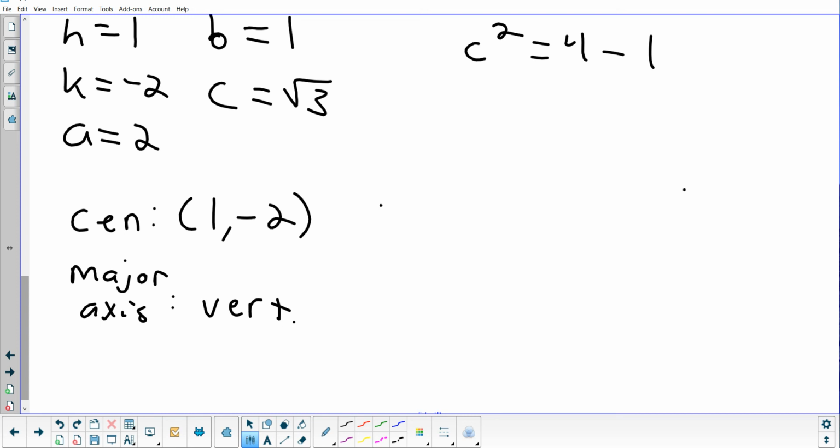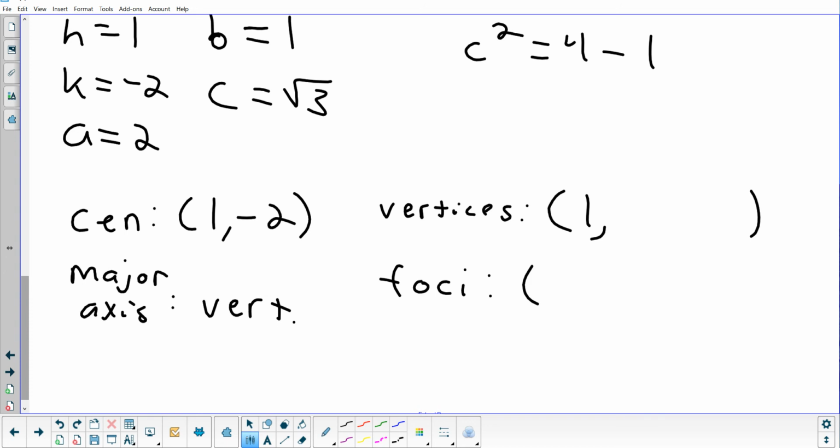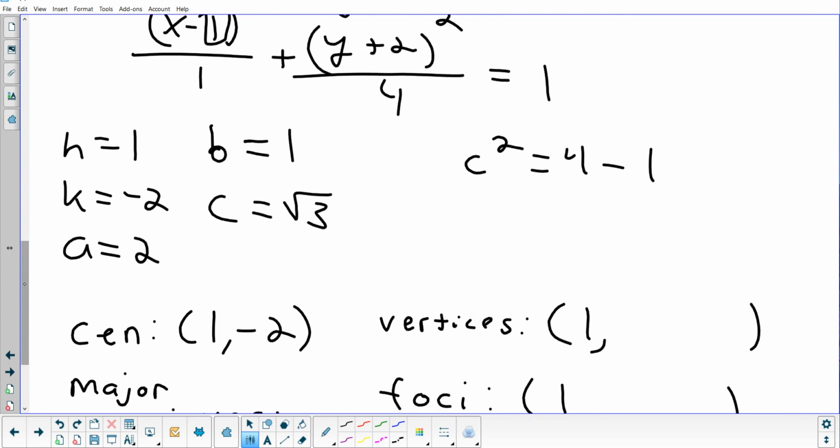So when I write my vertices, without doing any work at all, which number do I already know here is going to stay the same if everything is going to be above and below it? The x. So the vertices are 1 comma something. And what about the foci? What do I already know? It's going to be 1 something. What letter helps us define the vertices?